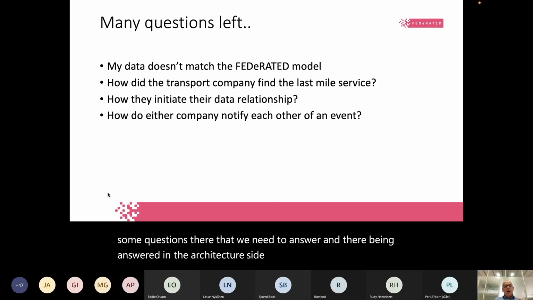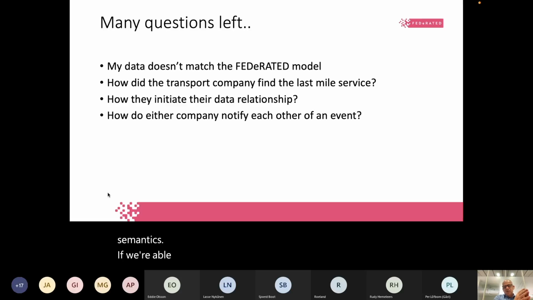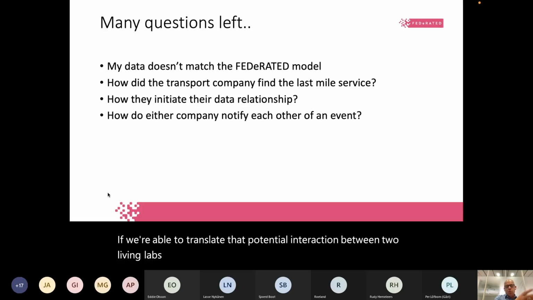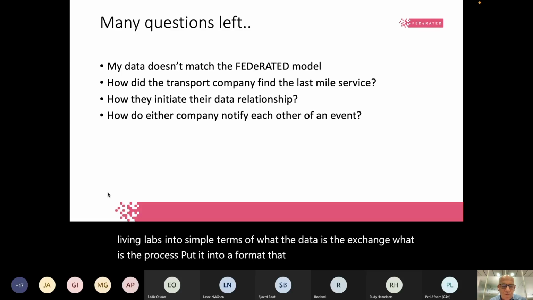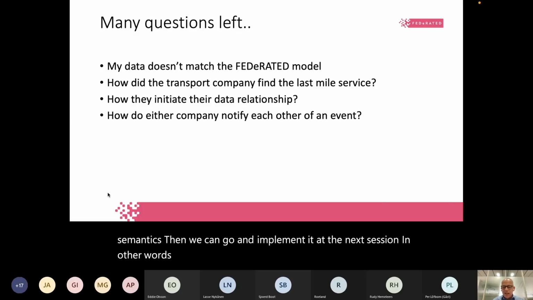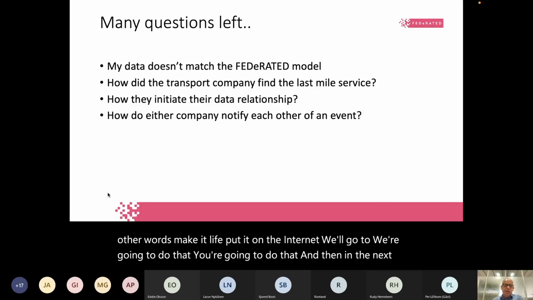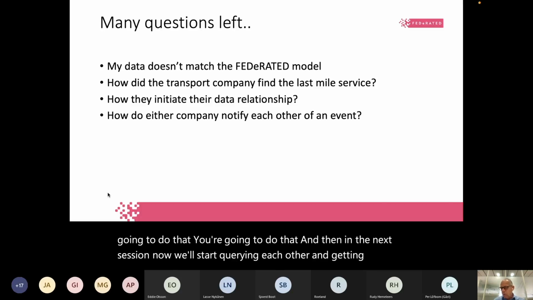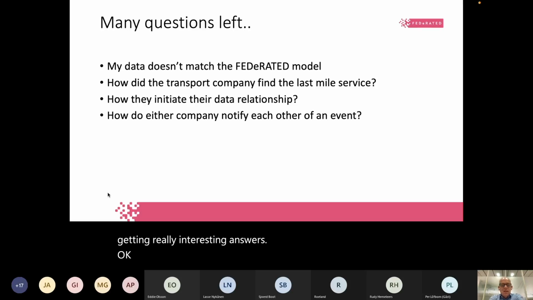But for us here, semantics, if we're able to translate that potential interaction between two living labs into simple terms of what the data is they exchange, what is the process, put it into a format that has some compatibility with semantics, then we can go and implement it in the next session. In other words, make it live, put it on the internet. We're going to do that. You're going to do that. And then in the next session, now we start querying each other and getting really interesting answers to interesting questions. Okay, so that's roughly the game plan here.